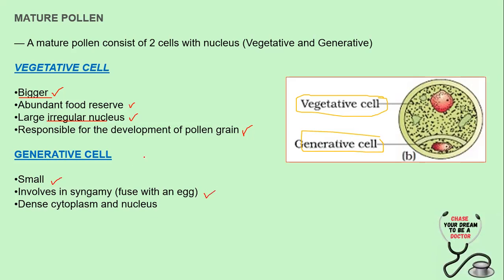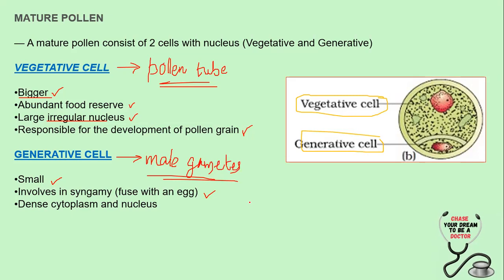So they can ask you a question: which of the following cells, generative or vegetative, helps in the formation of the pollen tube? The pollen tube is actually formed by the contents of the vegetative cell. Whereas which cell helps in the process of fertilization, that is, the male gametes are formed? Male gametes are formed by the mitotic division happening in the generative cell. What is its speciality? It consists of dense cytoplasm and the nucleus.